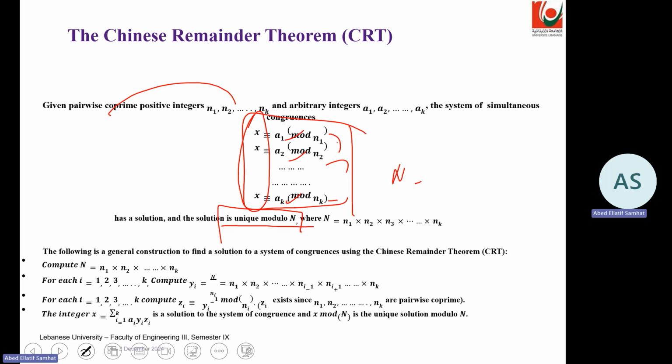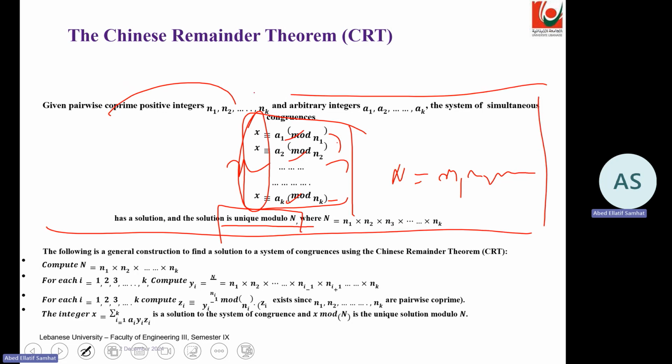You can find x, and x is unique modulo n, where n is the multiplication of n1, n2, n3, and so on. Remember that n1, n2, and n3 are pairwise coprime. This means that each two of them are coprime. So this is the theorem, and there is a general construction to find the solution.